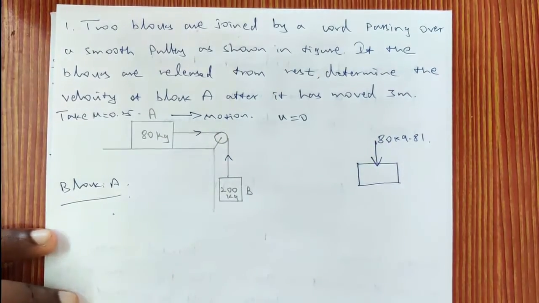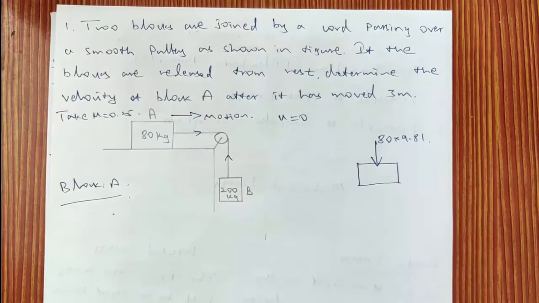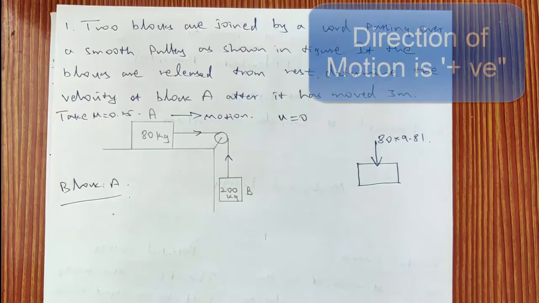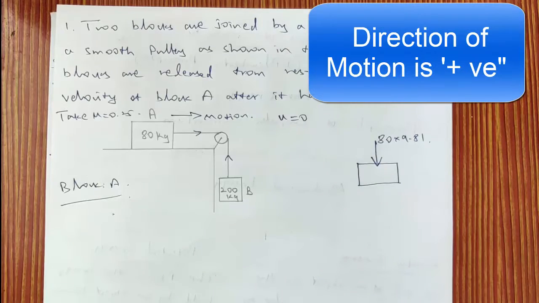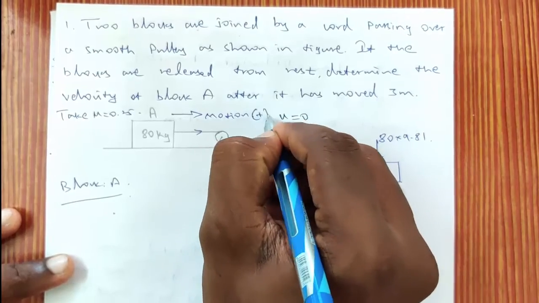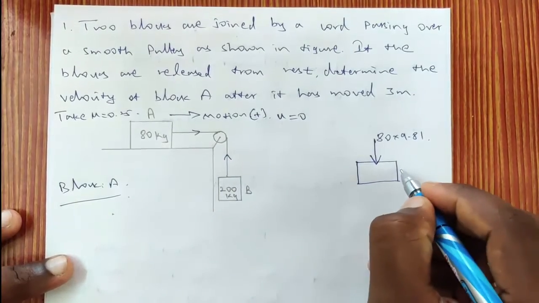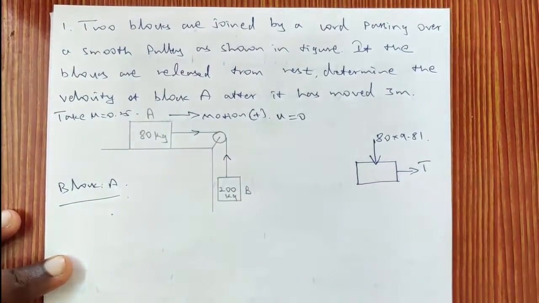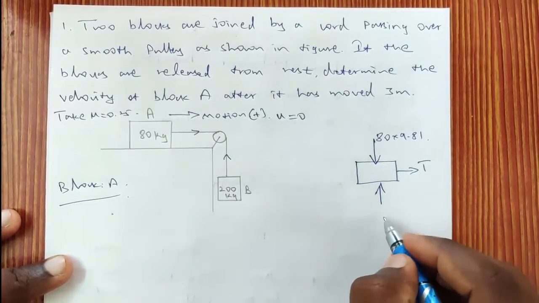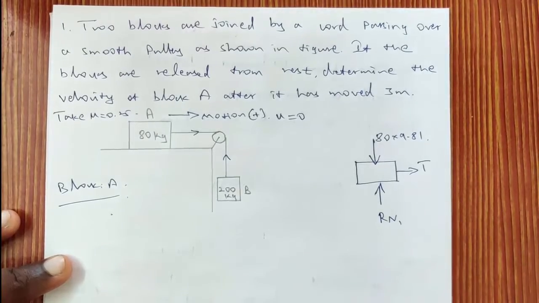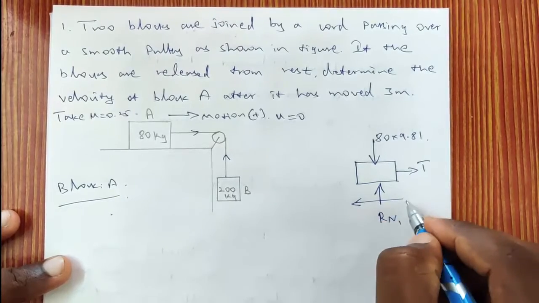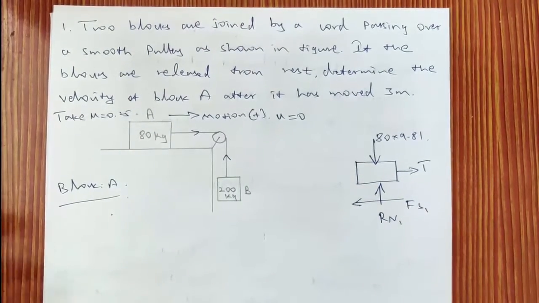The important point about the work energy principle is that the direction of motion is considered as the positive direction, irrespective of upwards or downwards or right hand side or left hand side. The direction of motion is always considered as the positive direction. The tension T is acting to the right hand side. Because of the contact between these two surfaces, there will be a normal reaction. Consider this as Rn1. Since the body is moving towards the right side, the frictional force Fs1 will be acting in the left hand side direction.